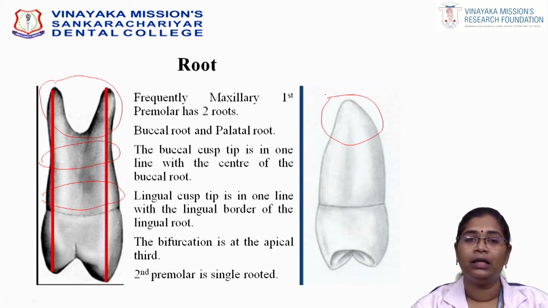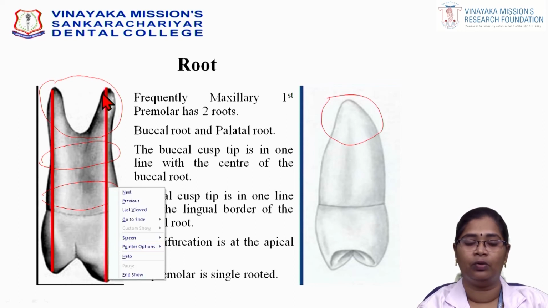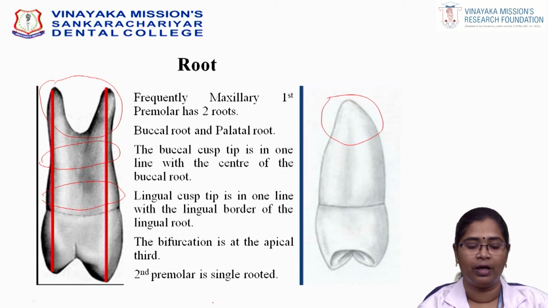The names of the roots are also important. The maxillary first premolar has two roots, the buccal root and the palatal root. During carving, the buccal cusp tip is in one line with the center of the buccal root, and the lingual cusp tip is in line with the center of the palatal root. The bifurcation is apical, as I said already, and the second premolar is a single rooted tooth.